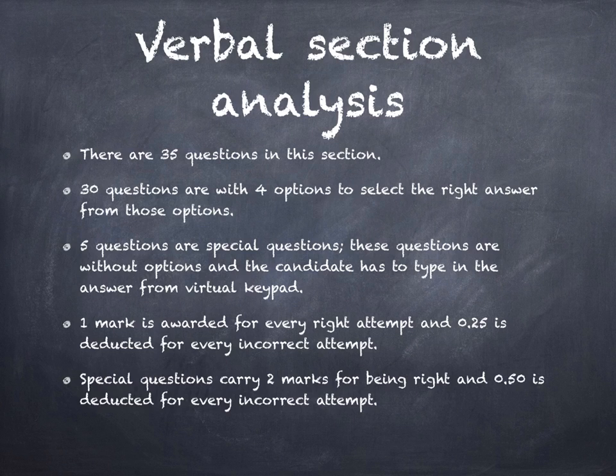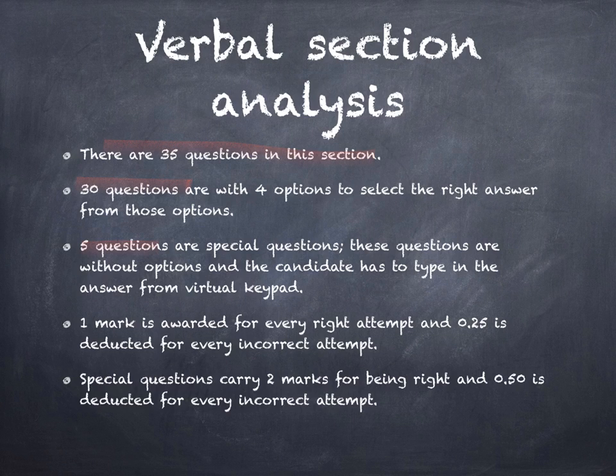So there are 35 questions in this section. 30 questions are with 4 options to select the right answer from. For example, you get one question and 4 options to select the right answer from. However, out of 35 questions, 5 are special questions, or you can call them TITA questions as in the CAT examination. That means for these 5 questions, you are not going to get any option. You have to type in the answer from the virtual keypad, and it's clearly mentioned here in this presentation.